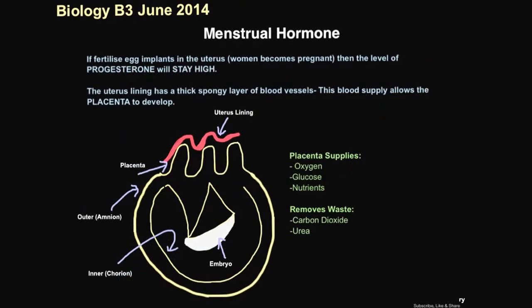Just like the question we had before, it's asking us what happens if a fertilized egg implants in the uterus because a woman becomes pregnant. Then the level of progesterone stays high. Now we need to explain why.